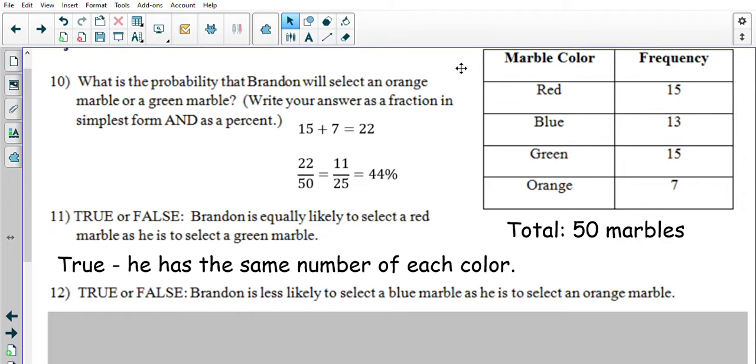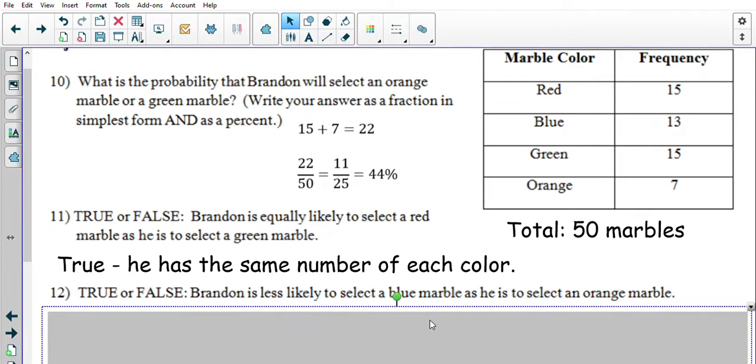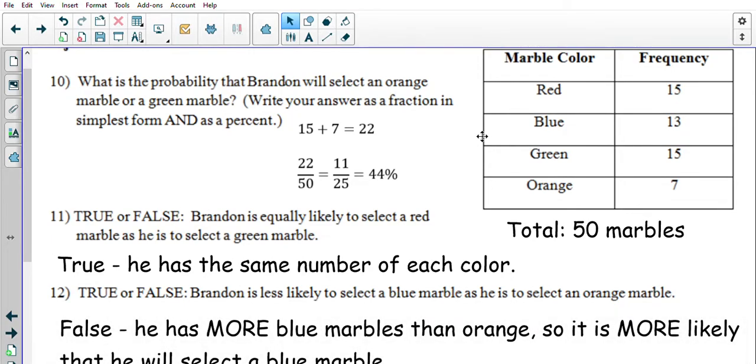Number 12, true or false? Brandon is less likely to select a blue marble as he is to select an orange marble. Well, we have 13 blue marbles. We have 7 orange marbles. It's definitely not less likely to select a blue marble since we have more. This is false. He has more blue marbles than orange, so it is more likely that he will select a blue marble.